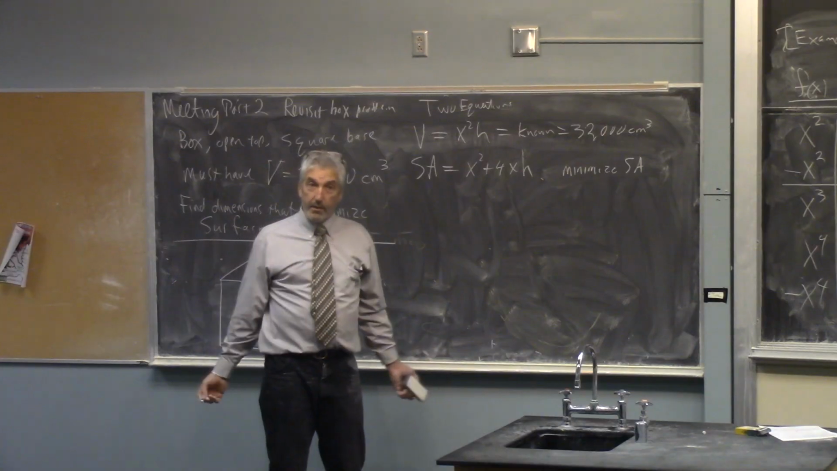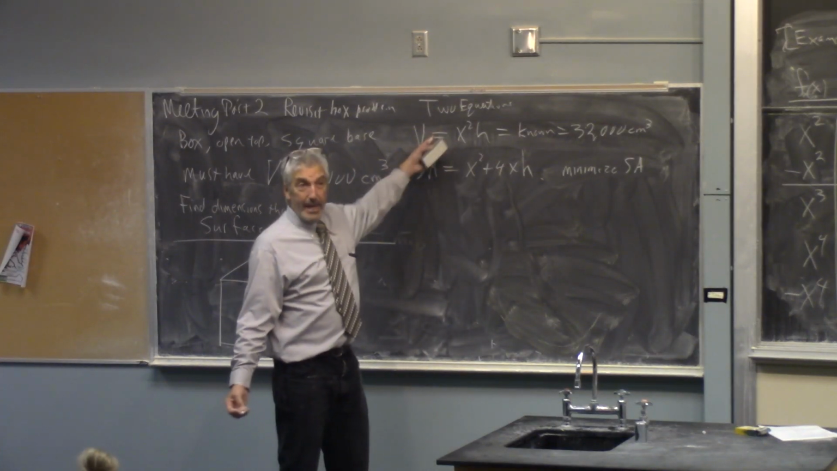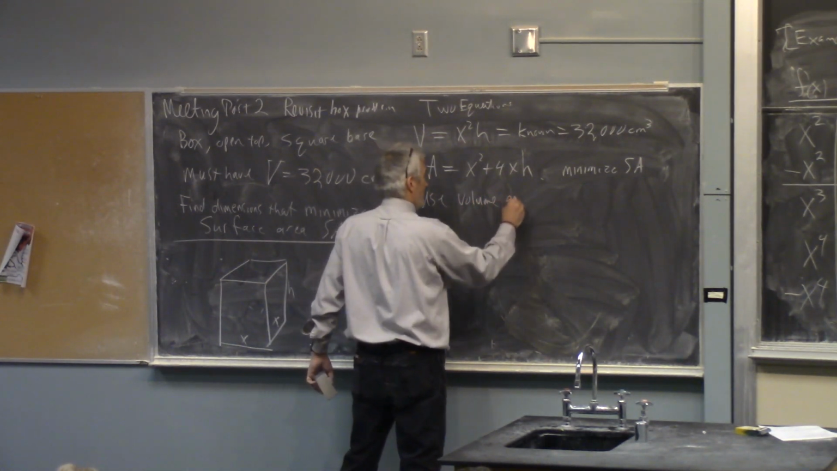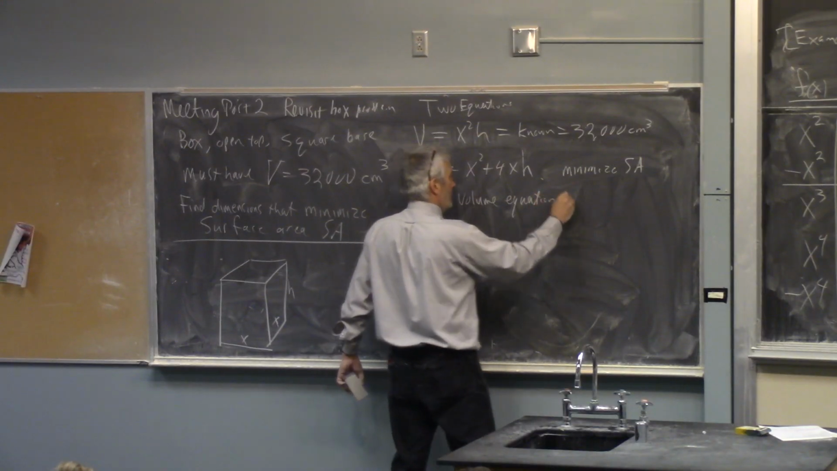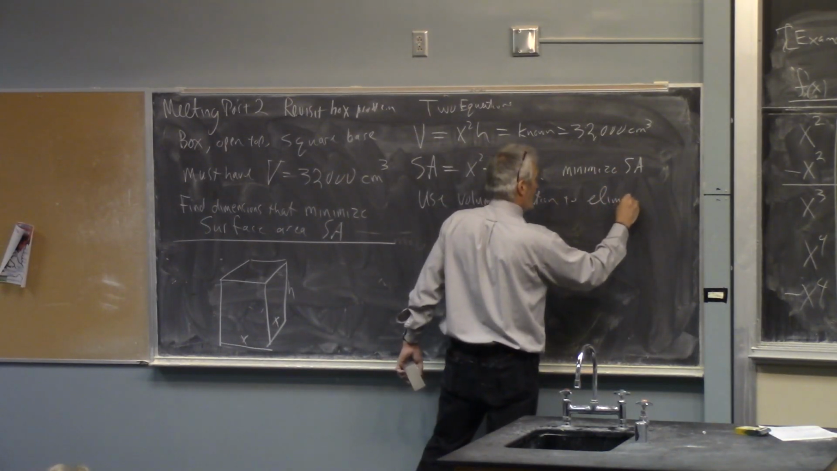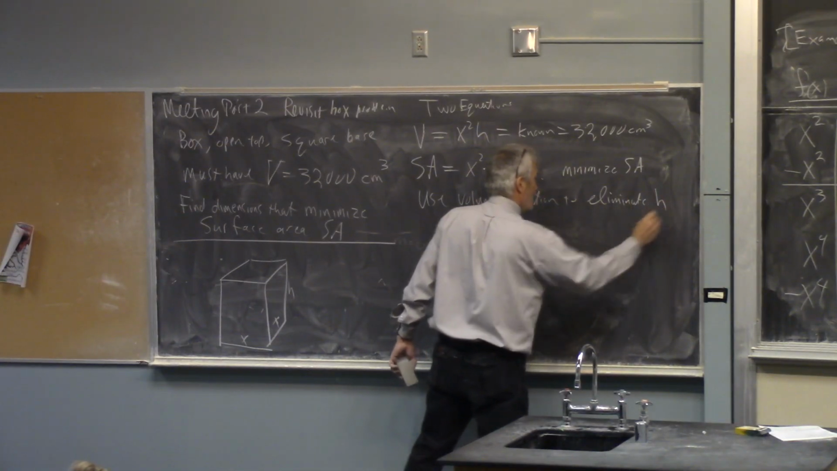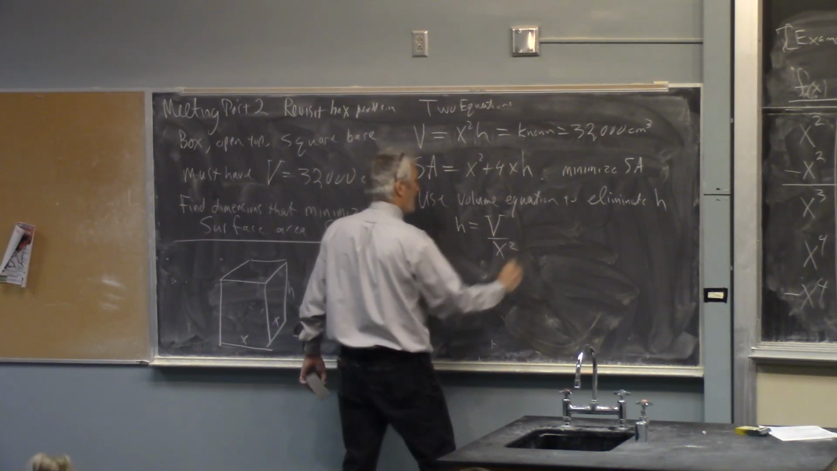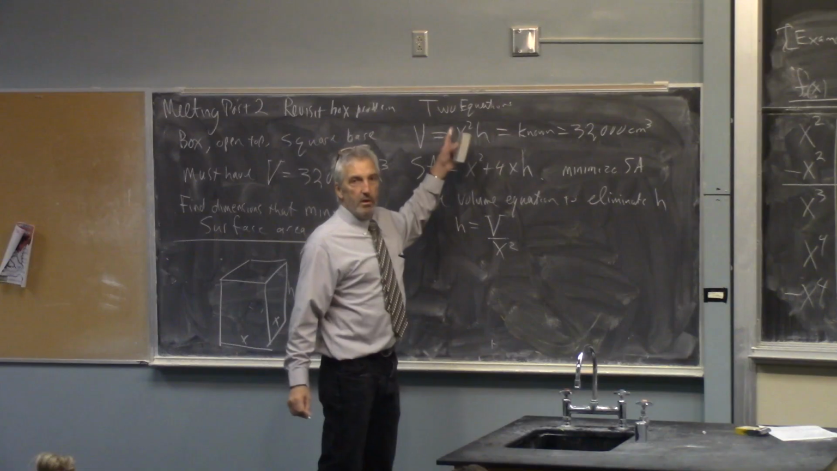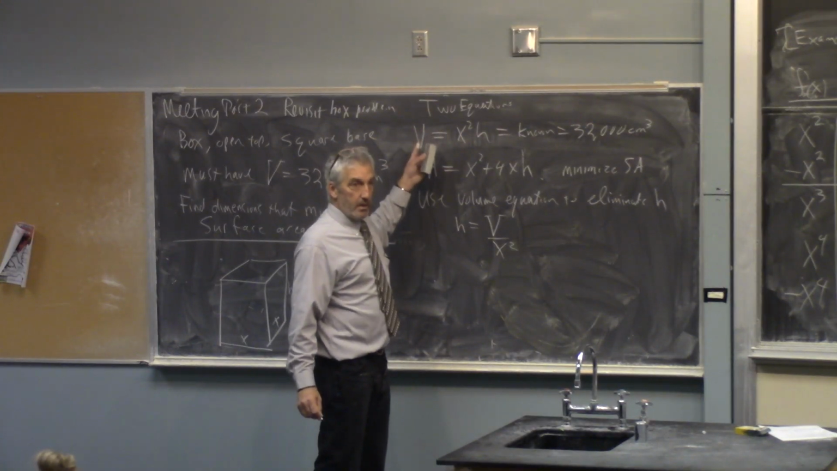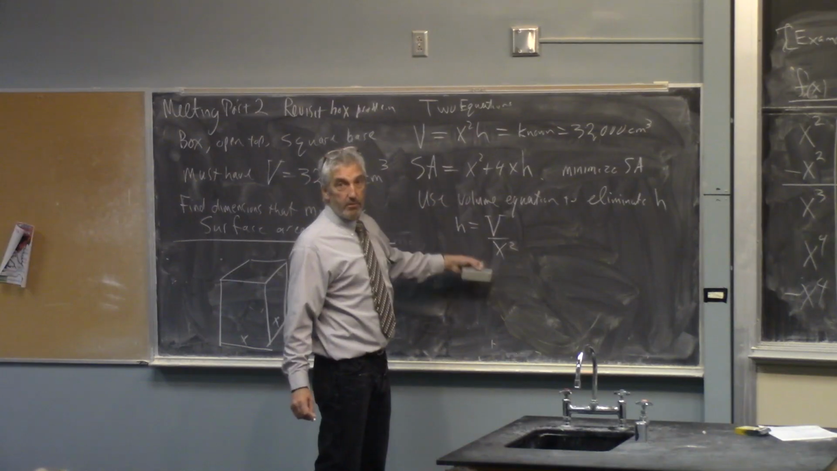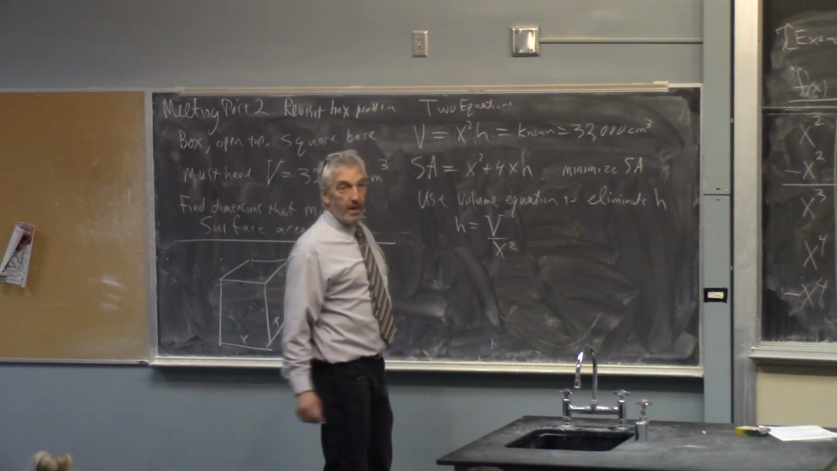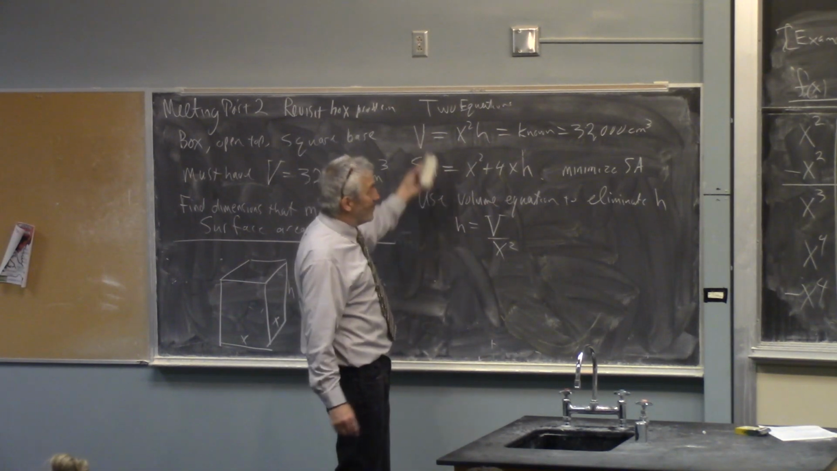Okay, well, what we did on Monday was we used the first equation to eliminate h. So we get h equals V over x squared. And I'm going to put my money where my mouth is. I'm always telling you, don't plug the numbers in until the very end. I'm actually never going to plug the numbers in. I'm just going to use V. Work with letters. Don't plug the numbers in until the very end. So there's my expression for h. I'm going to substitute that into the surface area equation.